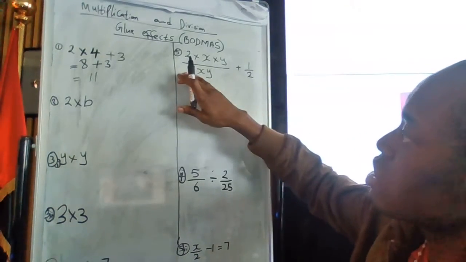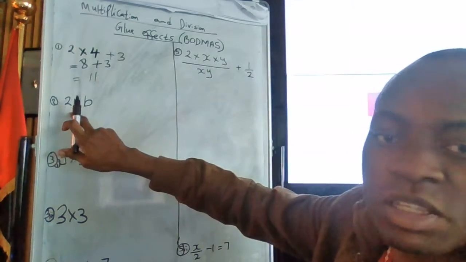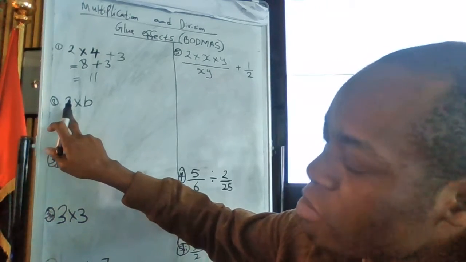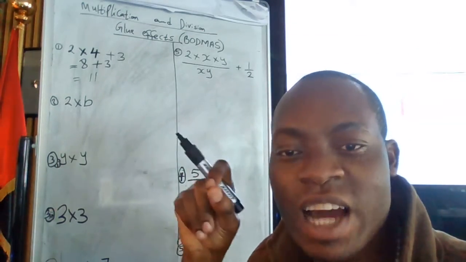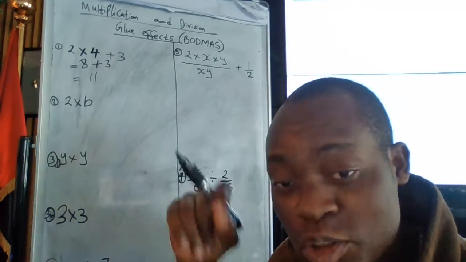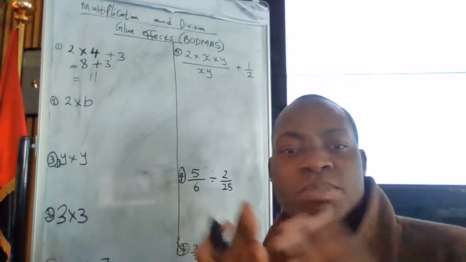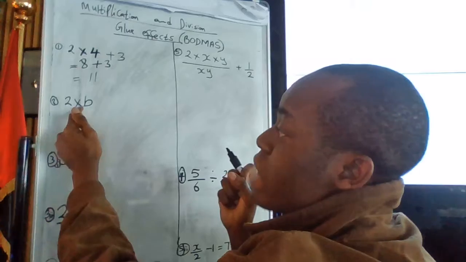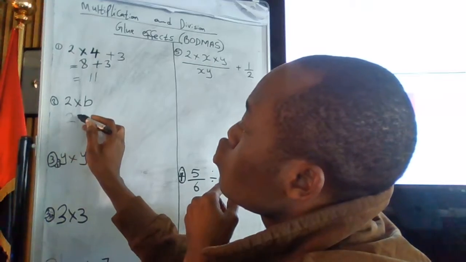This is 2 times x times y. I'm sorry, let's solve 2 times b. This is a number, this is an alphabet. Under plus and addition, you cannot add alphabet and number because they are unlike terms. They will remain the same. But under multiplication and division, you will solve it. It's solvable. Remember, glue effect. If they are on a straight line, it will glue them like that. 2 times b will give you 2b. That is, the b and the 2 will be joined together. That is 2b.